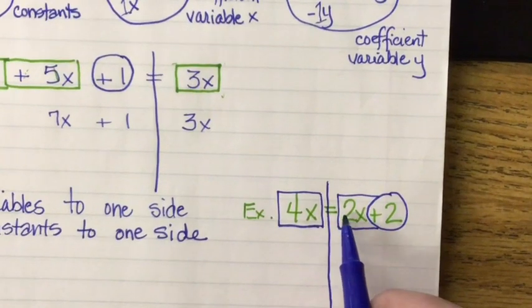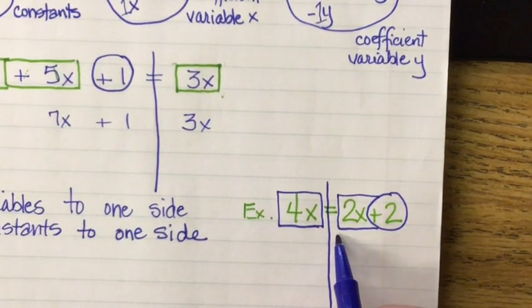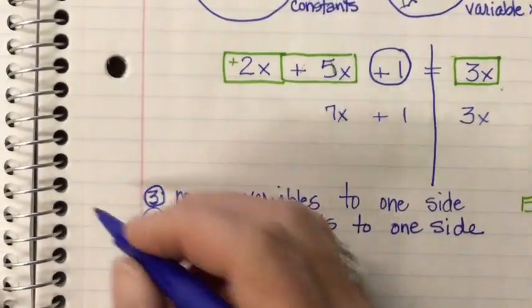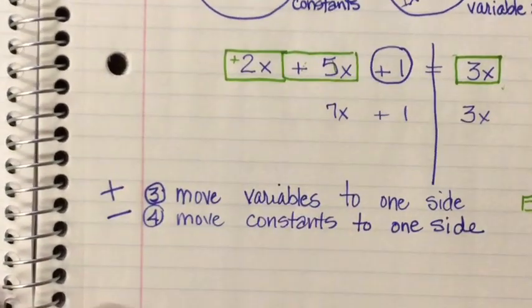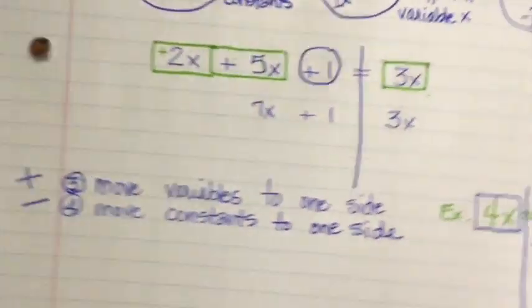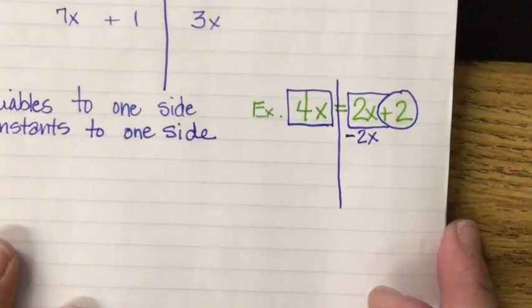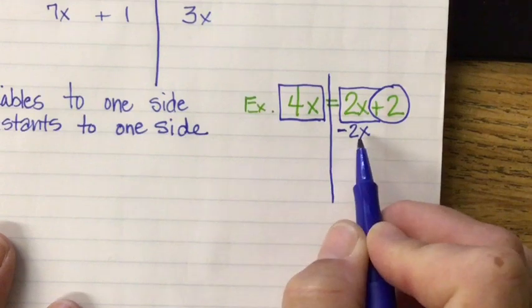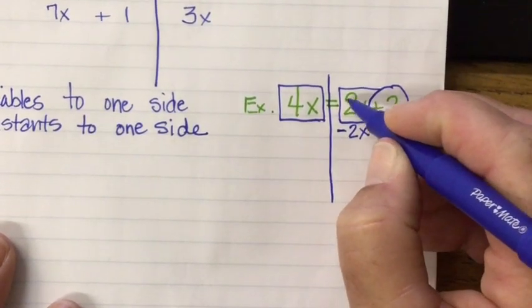So how do I remove a positive 2x? You're going to subtract 2x, okay? So when you are moving variables to one side, you are adding and subtracting the coefficient or the constant, okay? So if you have 2 donuts and you subtract 2 donuts, you have no donuts left, do you?